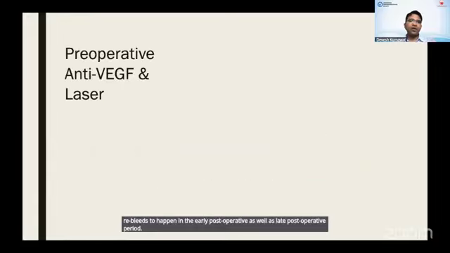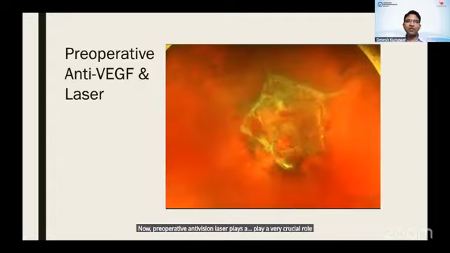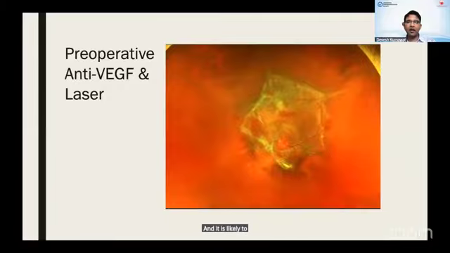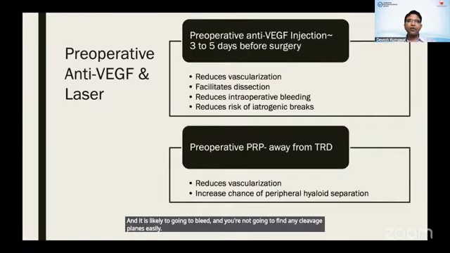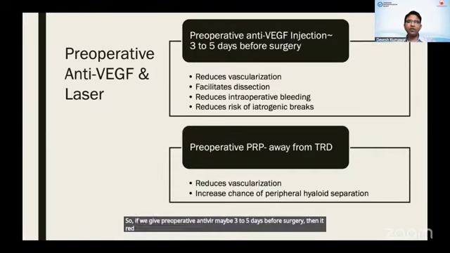Now, pre-operative anti-VEGF and laser play a very crucial role. If you see this patient, you cannot think of entering this eye without giving pre-operative anti-VEGF, because it's a very vascular tissue and it is likely to bleed, and you're not going to find any cleavage planes easily. If we give pre-operative anti-VEGF maybe 3 to 5 days before surgery, then it reduces the vascularization, it facilitates the dissection, and it reduces the risk of intraoperative breaks as well.